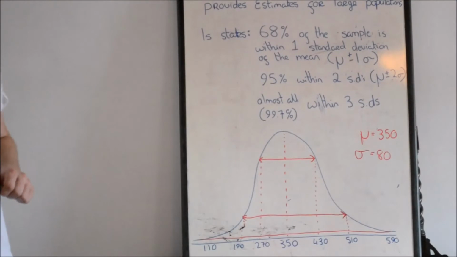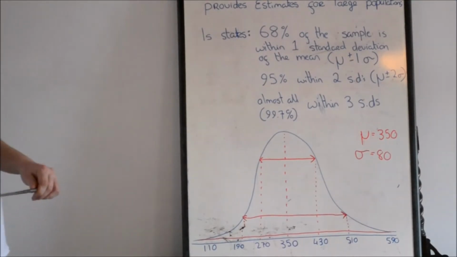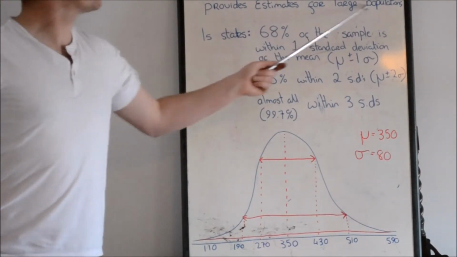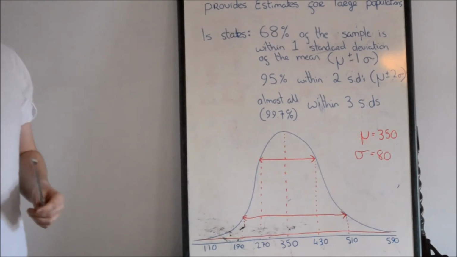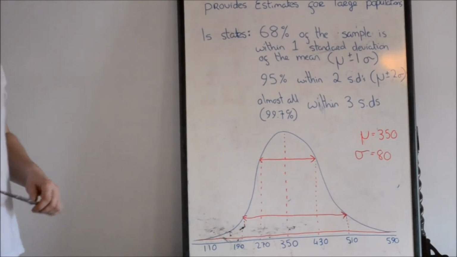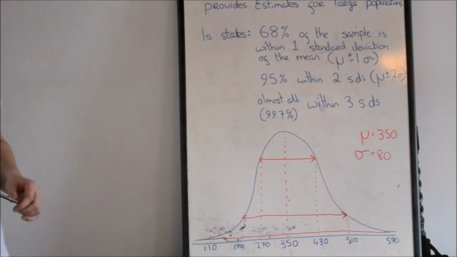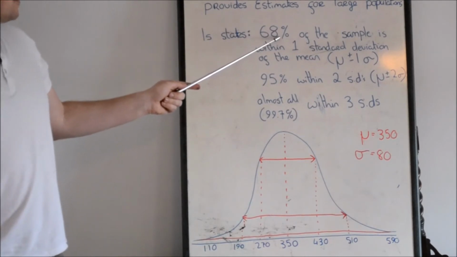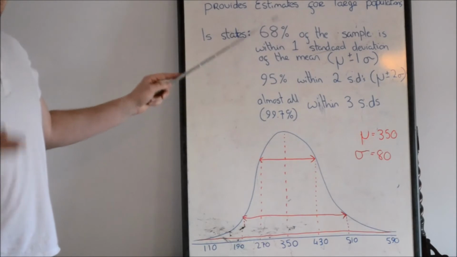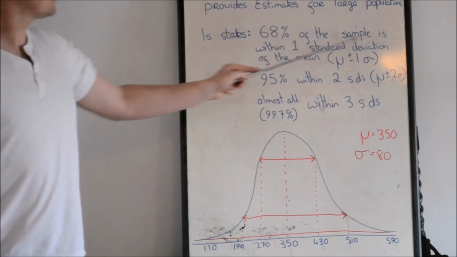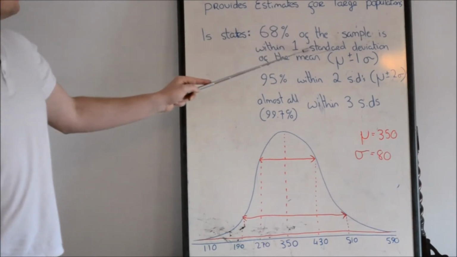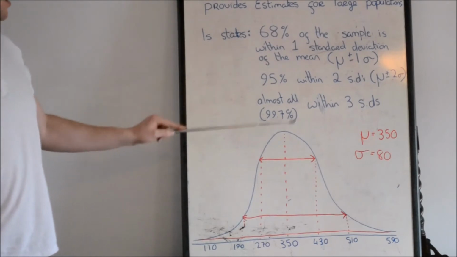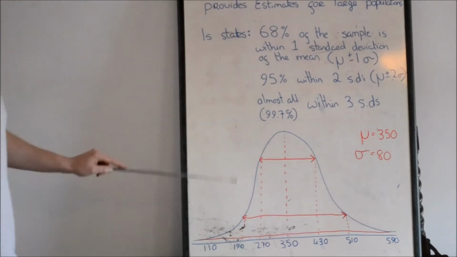So now we're going to look at the empirical rule. The empirical rule provides estimates for large populations. It's only estimates, and it's only a school of thought as well. But I suppose it's a school of thought that a lot of people agree with. It states 68%, and this is a set percentage, it is 68% of the sample is within one standard deviation of the mean. It'll make more sense when we come down here.